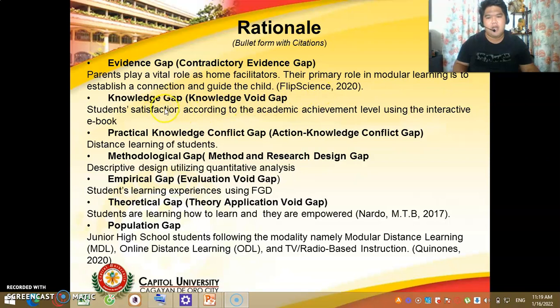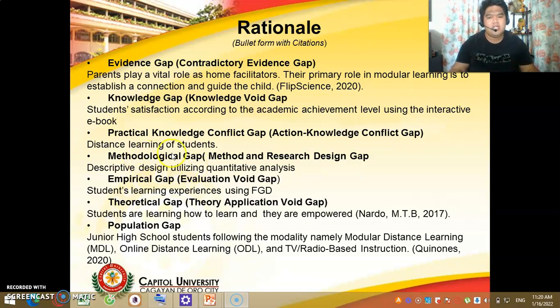Now, for the knowledge gap or knowledge void gap: student satisfaction according to the academic achievement level using the interactive ebook, whether their satisfaction level is satisfactory or unsatisfactory. For the practical knowledge gap, conflict gap, or action knowledge conflict gap, it's about the distance learning of students. So, in this research paper, we'll be talking more on the distance learning modality.